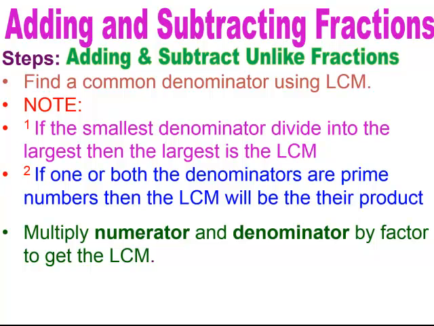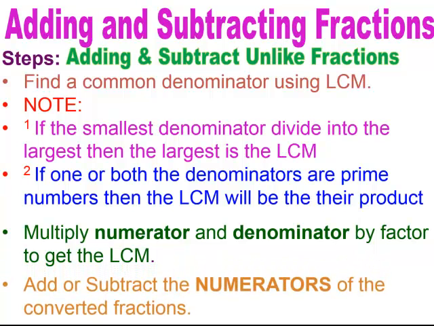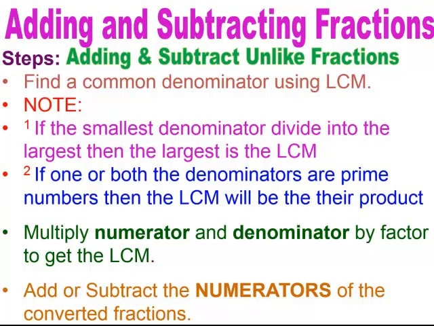Once you find what your common denominator is going to be, then you're going to have to convert your fractions to have that common denominator. And to convert the fractions to have that common denominator, you're going to need to multiply by a number to the numerator and the denominator to get that common denominator or the least common multiple. And once you've done that, you're going to have like fractions, meaning the denominators are the same, and then you're going to add or subtract the numerators. So remember, your final answer has to be in reduced form, so if you can reduce, you're going to have to reduce the fraction.